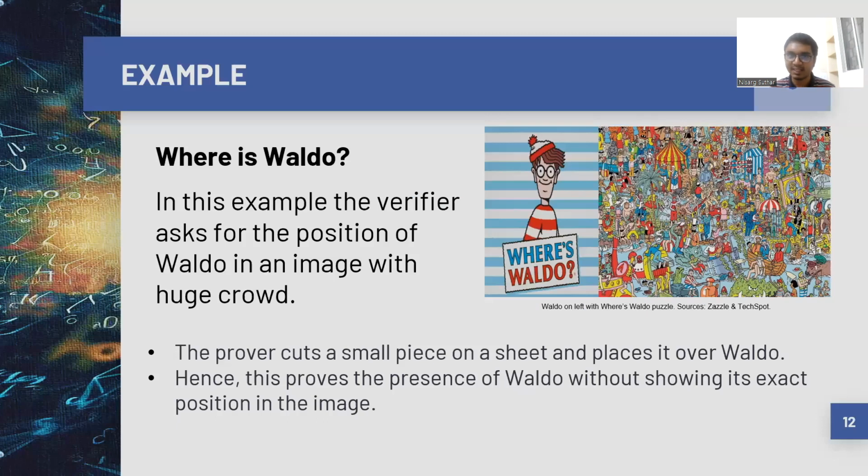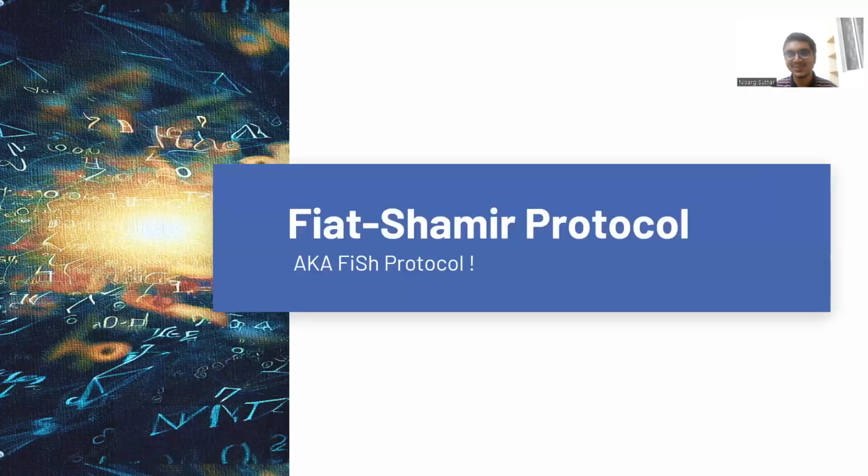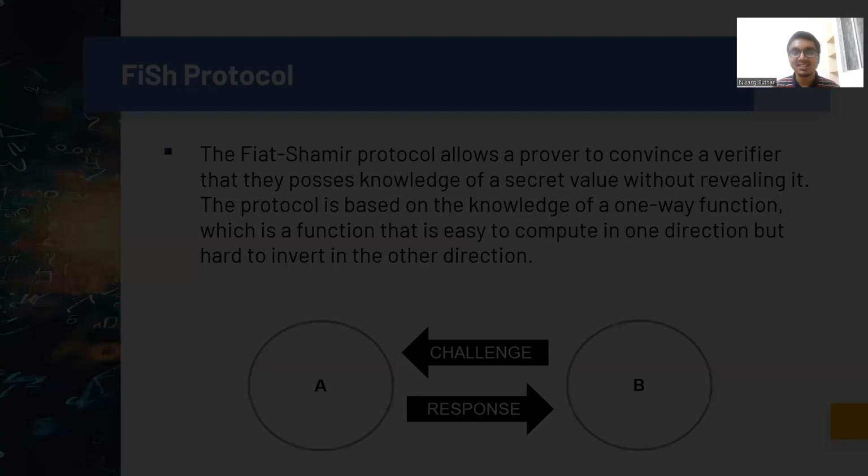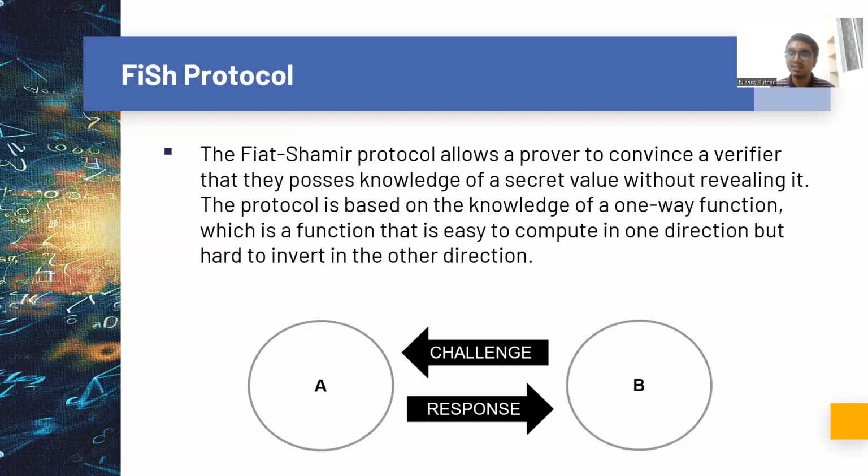So now let's come to the Fiat-Shamir protocol. It is also known as the FS protocol because of F from Fiat and S from Shamir. Okay, so what is the FS protocol? The FS protocol allows the user to convince a verifier that they possess the knowledge of a secret value without actually revealing those secret values.